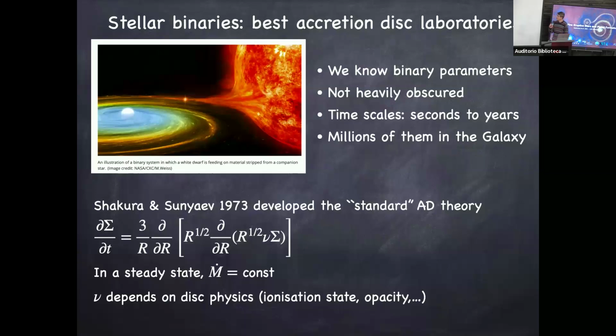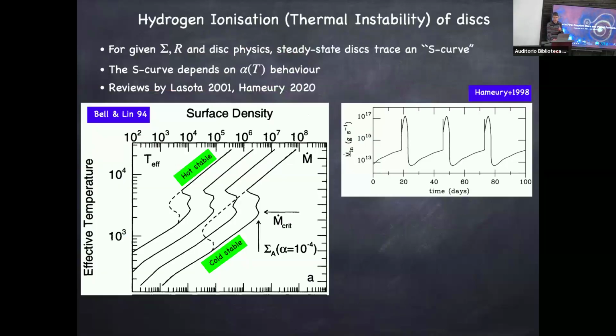Right, so in 1973, Shakura and Sunyaev developed this theory, which now is called standard accretion disk theory. On the bottom there is the main equation of that theory, which relates the disk viscosity to the time evolution of the 1D azimuthally averaged disk surface density sigma. In a steady state, this theory gives you constant accretion rate through your disk. But everything depends on this kinematic viscosity coefficient, which depends on disk physics, the ionization state and the opacity of the disk. And so you actually need to solve for the thermal equilibrium of the disk.